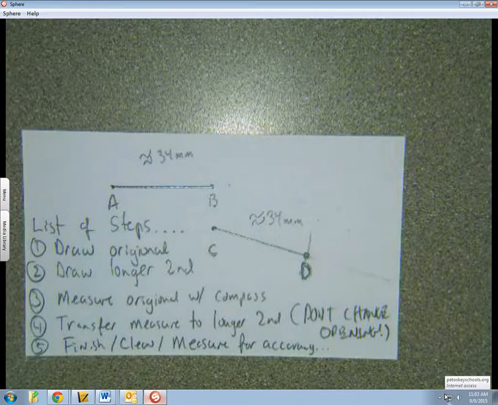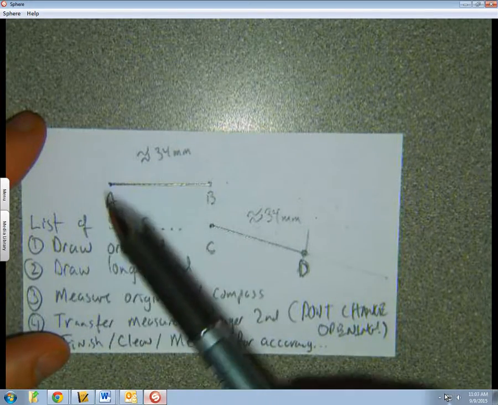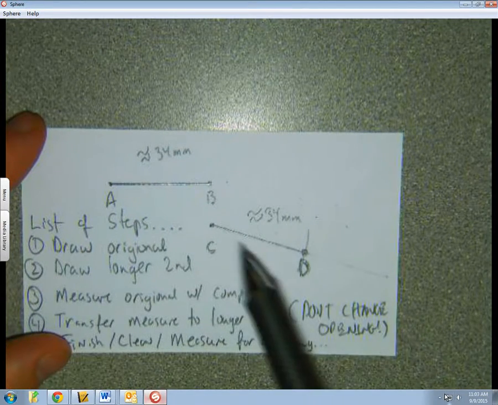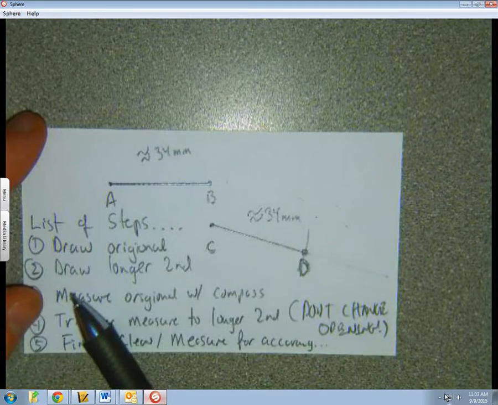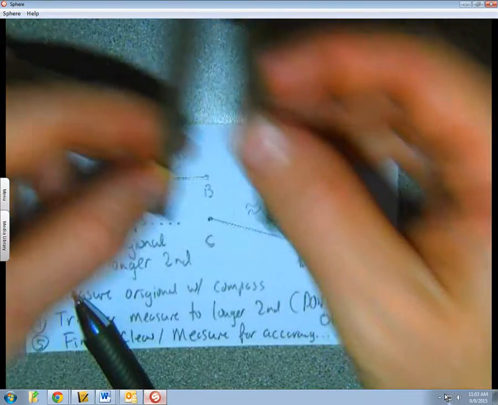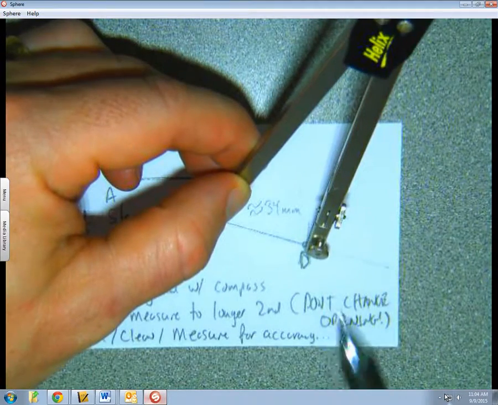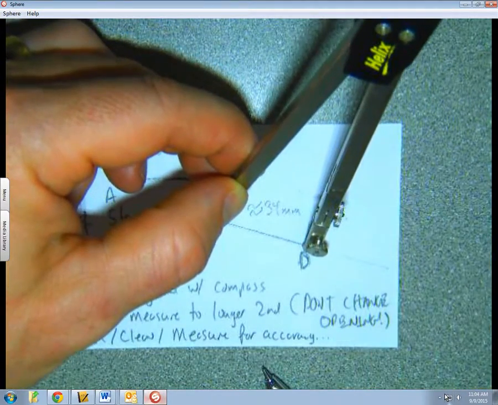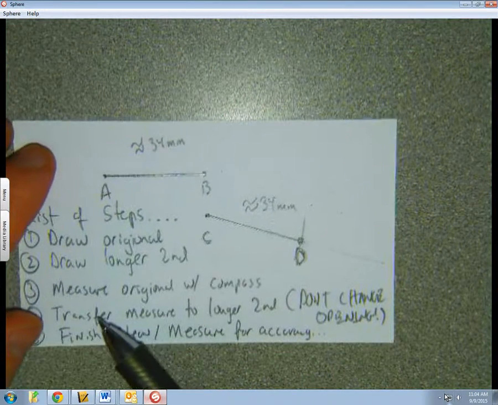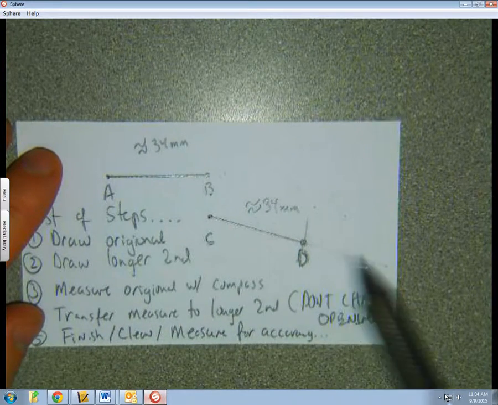So my list of steps: draw the original, then draw that longer second. Measure the original with the compass. Transfer the measure to the second, longer one, and I put in uppercase, don't change the opening. If you mess with the measurement, you're going to get a bad measurement. All right, garbage in, garbage out. That's a programming term. Then mark it, clean it, erase it, and then measure for accuracy. Okay, so those are my 5 steps.